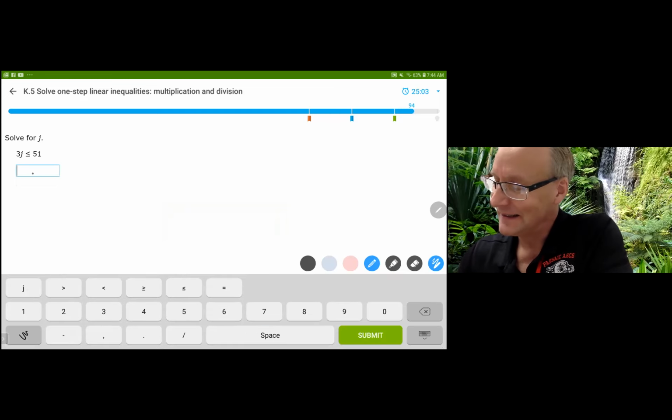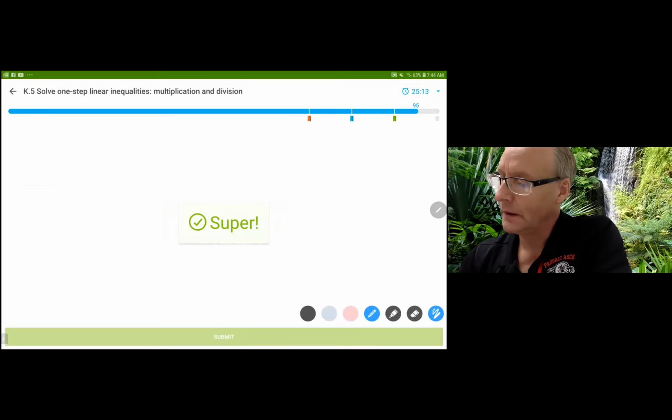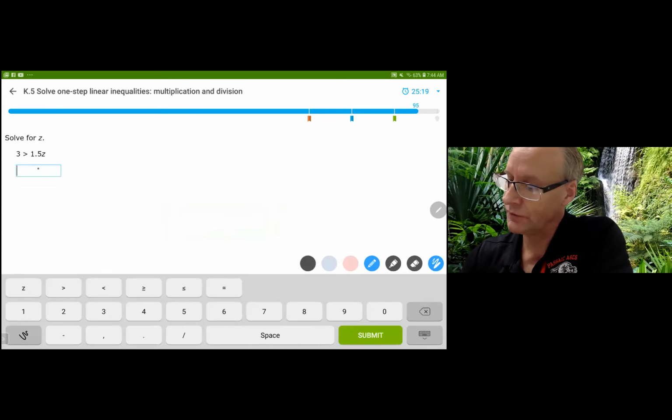Yeah, you get distracted and you forget what you're doing. This looks like 17, huh? 51 divided by 3 is 17. And we're going to divide by 1.5 on both sides. We're going to get 2 is greater than z. We're just dividing by 1.5.